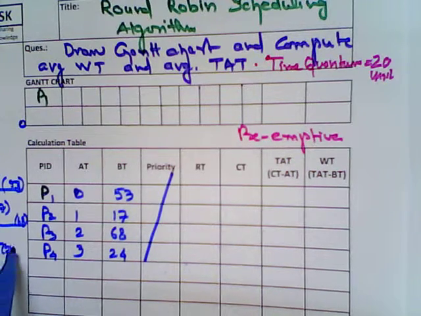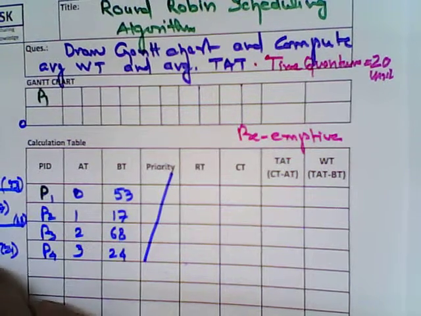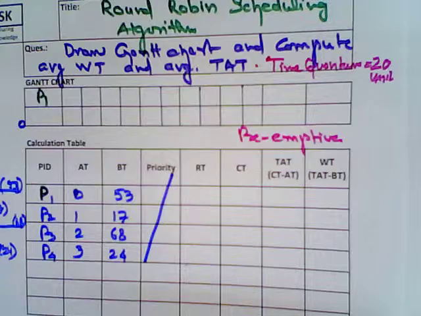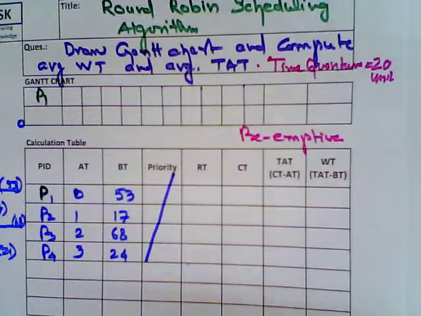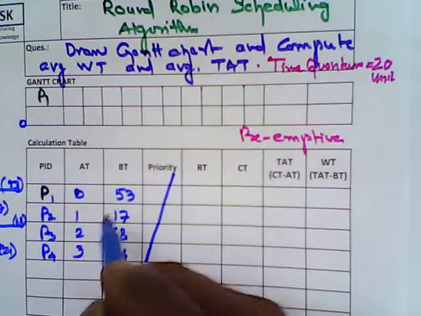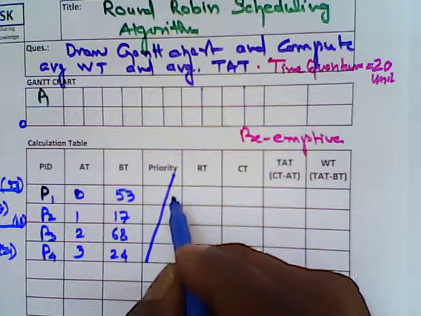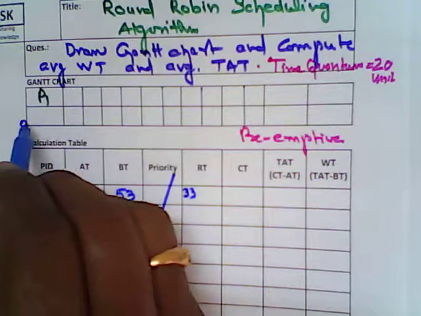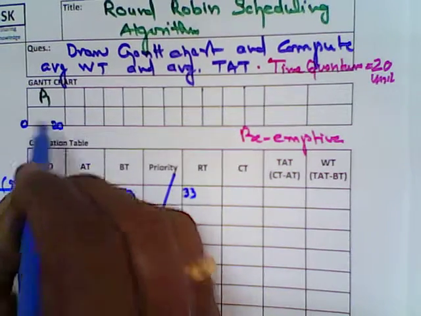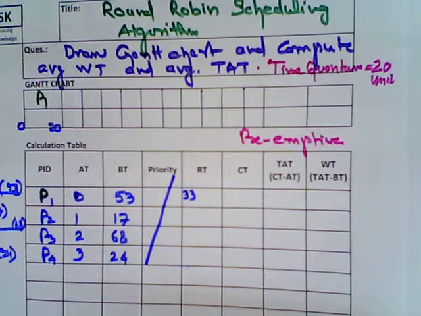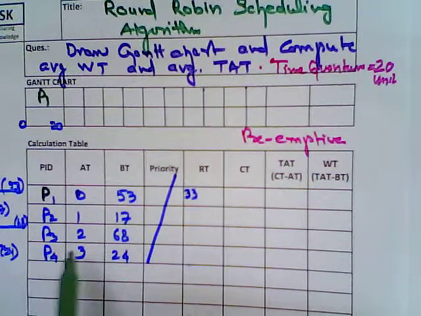So we cannot run the whole process for one fixed time. Why? Because this is preemptive. Preemptive means the CPU has to take care of the other processes also. So in the first process at 0, we take a 20 unit time. So 53 minus 20 is equal to 33, and we add 20 here, so 20 plus 0 is equal to 20. Now after P1, the next process is P2, with burst time 17.